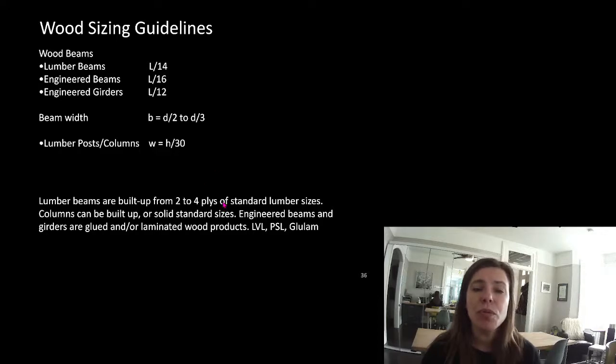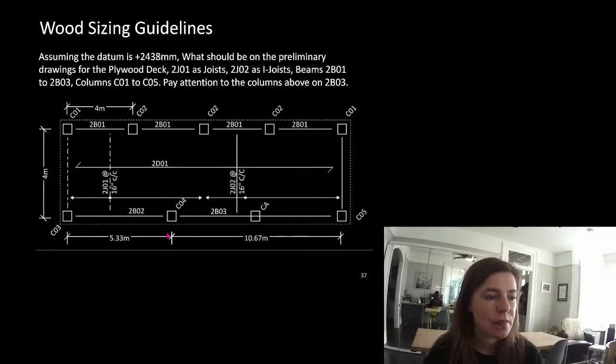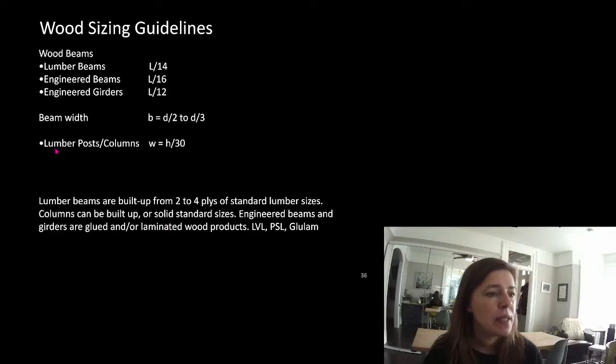We can do 5 plies of things, but it's a little weird. Beyond that, we don't do that many plies. So 2 to 4 is the standard amount of plies. Oh, and then I missed one. Lumber posts or columns is H divided by 30.